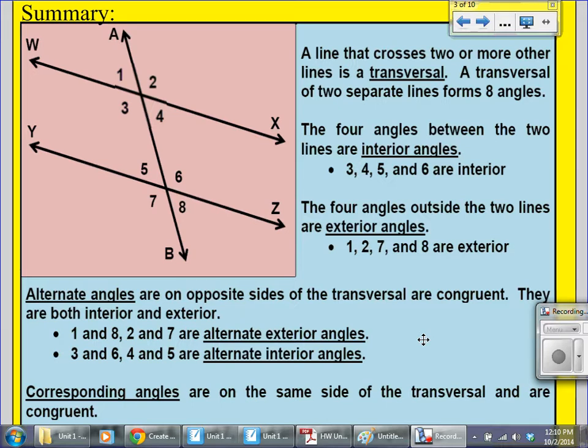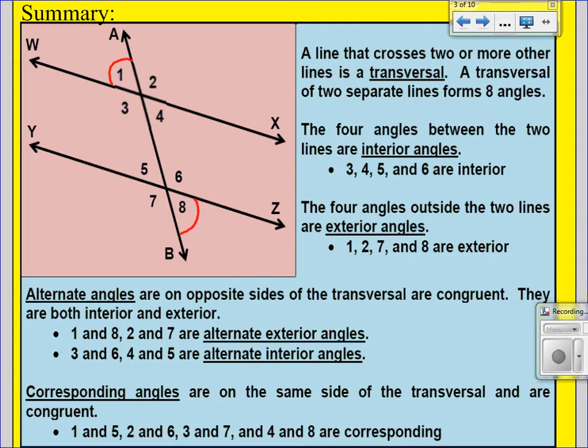So let's first look at the alternate exterior angles. We pick an angle that's one of our exterior angles. That's going to be angle 1. I've put the red mark on angle 1. So alternate, that means on the other side of the transversal. So the angles on the other side of the transversal are 2, 4, 6, and 8. The alternate exterior angle to 1 is angle 8. Because these are alternate exterior angles, they are congruent, they are equal. So angle 1 is equal to angle 8.